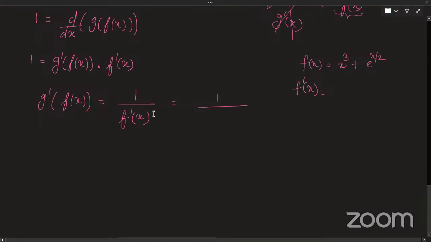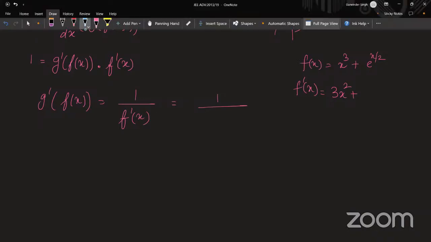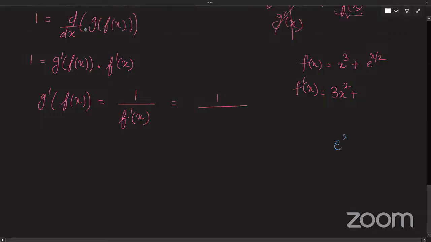What is the derivative of x cube? 3x square. Okay, great. This one was really easy. Now you have got e raised to x by 2. Can you differentiate this thing? E raised to x by 2. Which function is inside which function? x by 2 is inserted in the e raised to x.